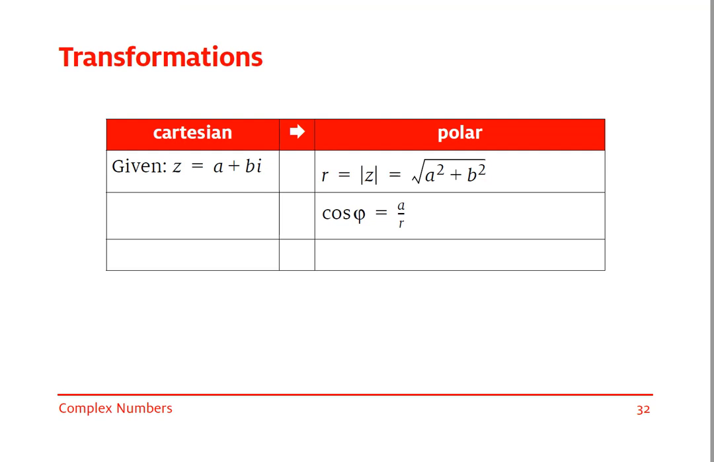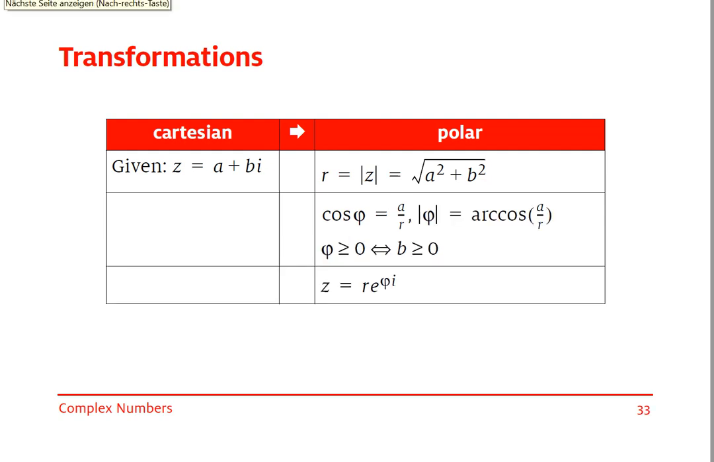The angle phi is given by the following formula. Cosinus of phi is a divided by r. a is the first component of z, the real part, and r is the absolute value of the number z. So we can get the angle phi by the inverse function of the cosinus, which is arcus cosinus. So we get phi equals arcus cosinus of a divided by r, but not exactly.